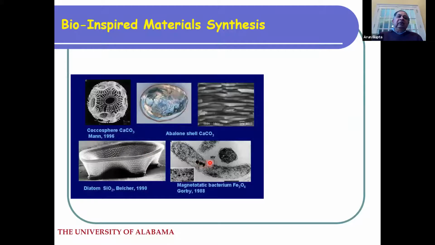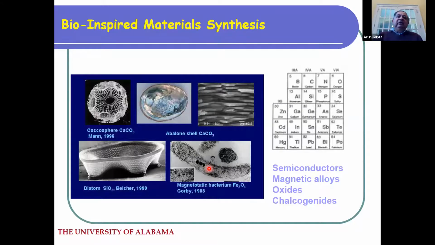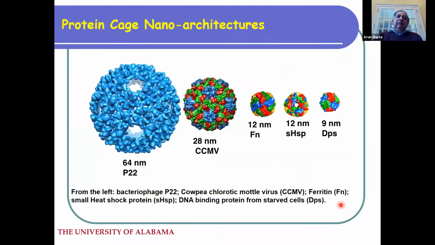And here is an example where a magnetotactic bacteria actually synthesizes and grows precisely controlled magnetic iron oxide nanoparticles, which it then uses to navigate in salty water. Our intent is to expand this list of inorganic materials which nature has perfected to make other interesting nanostructures using biotemplates, primarily the proteins on the viruses, magnetic alloys, oxides, and chalcogenides.